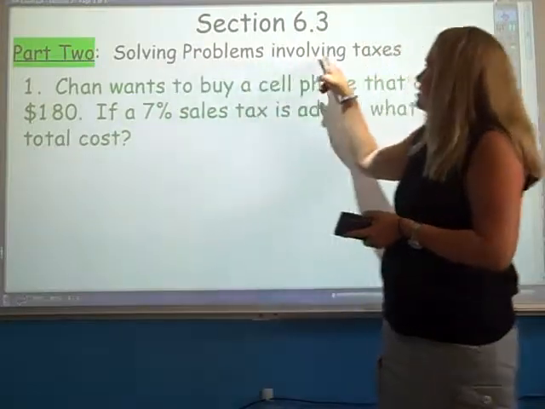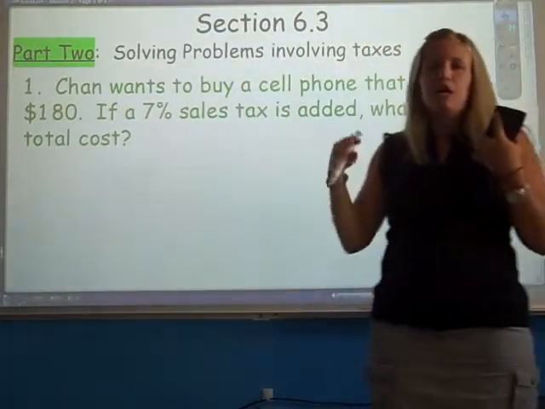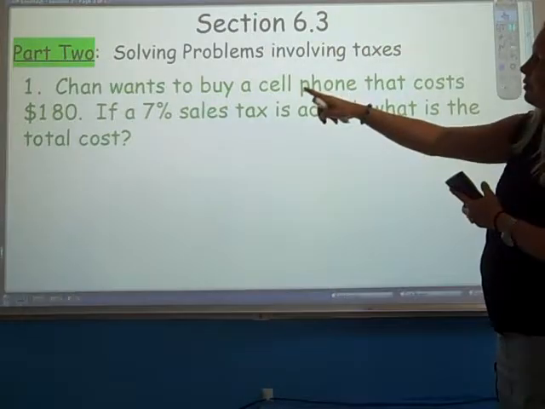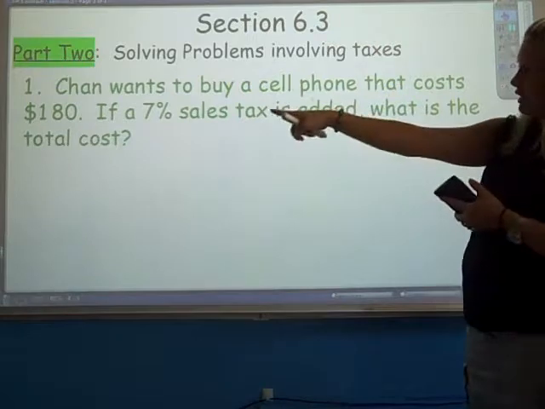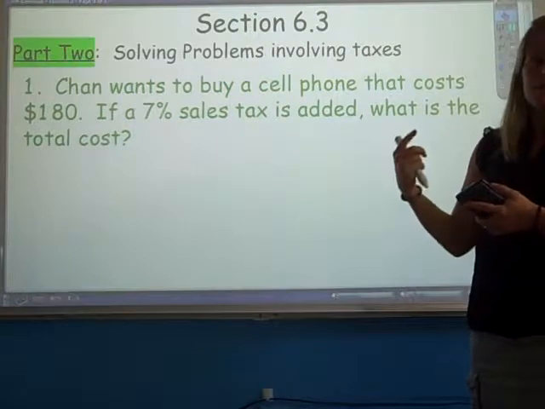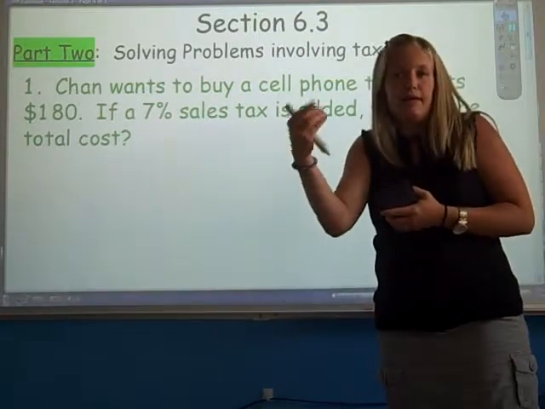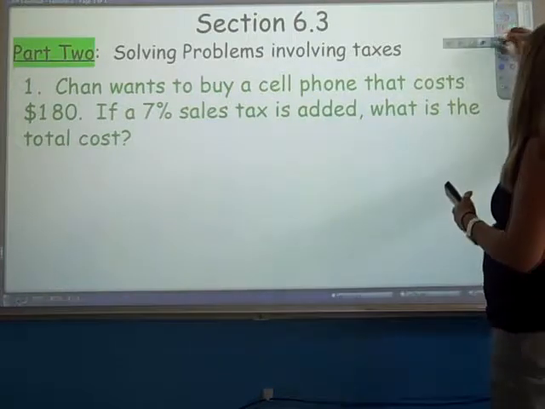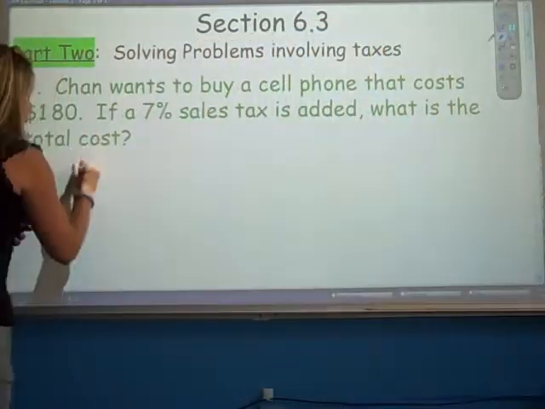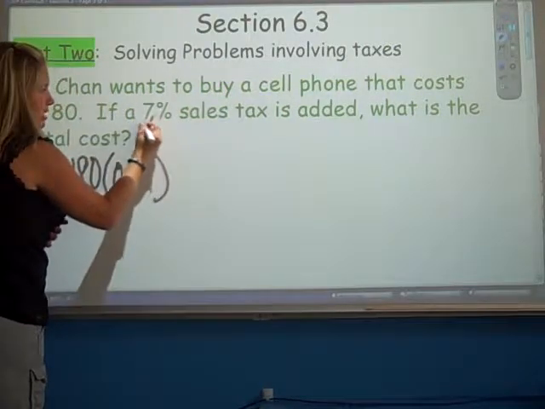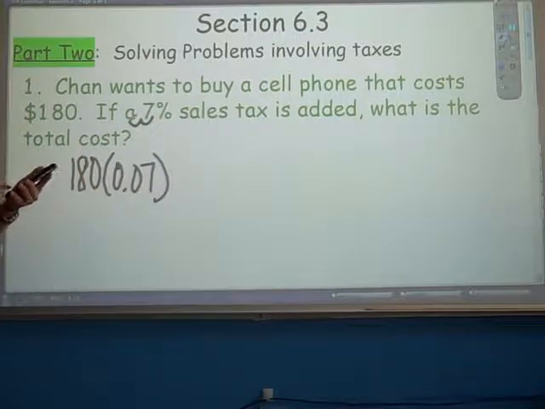We're going to be solving problems involving taxes. Now, tax is something that we have to pay in addition, so we're going to be adding it on. Chan wants to buy a cell phone that costs $180. If a 7% sales tax is added, what is the total cost? So first we need to figure out how much we want to add, and then we're going to add it on. We have to figure out what 7% of 180 is. So I'm going to do 180 times 0.07, because that's what 7% is as a decimal. And that'll tell me what the tax is.